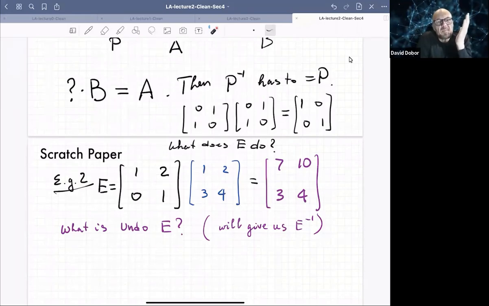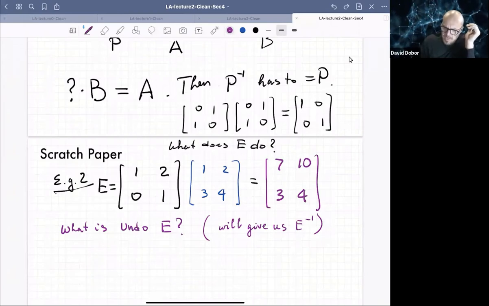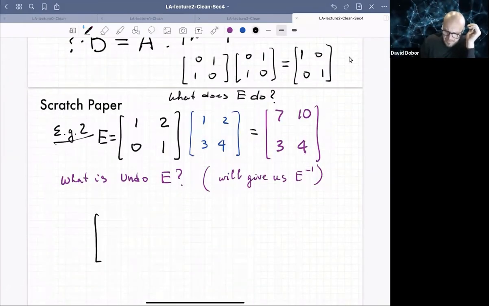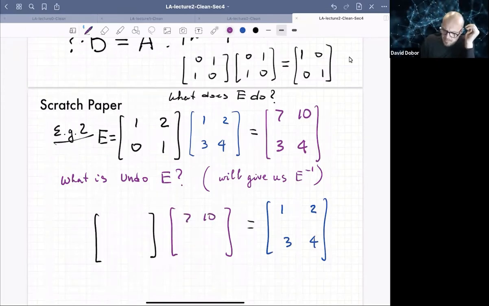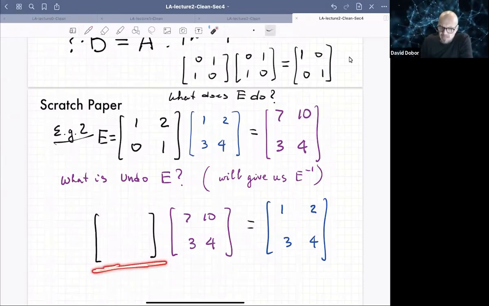And what E does to that matrix is add twice the second row to the first row. How would I get back the original matrix? That is, what E inverse multiplies the purple matrix now to get back the blue matrix, which was 1, 2, 3, 4? So what should I do to this purple matrix to undo the operation? And once I figure this out, then whatever sits in this matrix has to be the inverse of this.